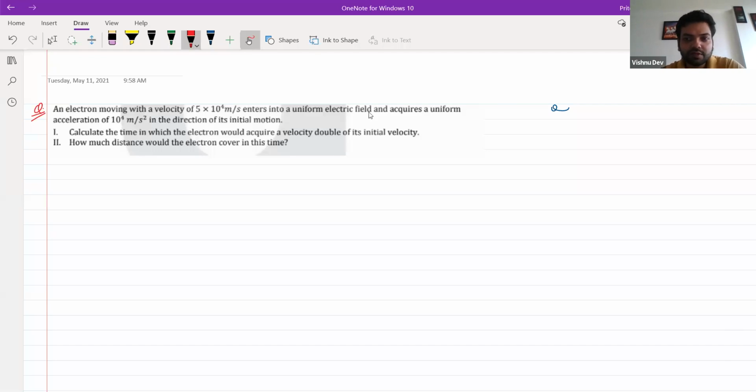Okay, so let's go through what all information we have here. An electron moving with a velocity of this much enters into a uniform electric field. Whatever it does, it acquires a uniform acceleration of this much. Initial velocity is given as 5 into 10 to power 4, and as it enters the region of electric field, it acquires a uniform acceleration of 10 to power 4 meter per second square.